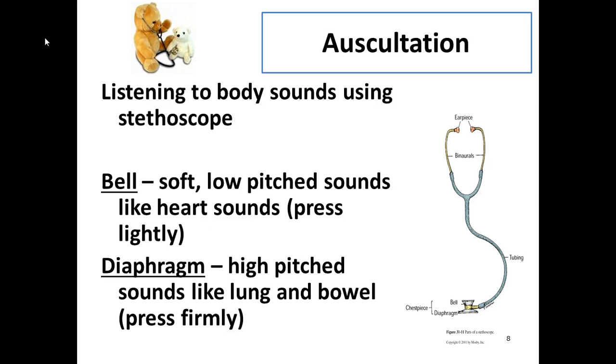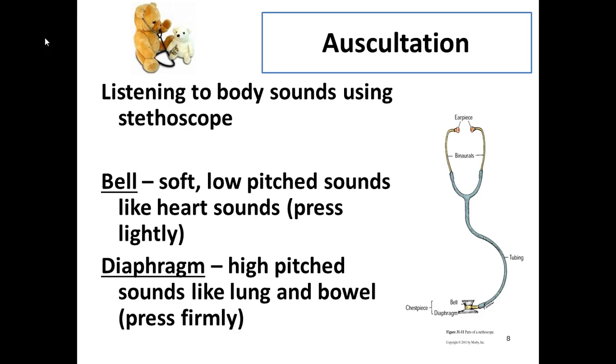So then our last skill is auscultation, and it's listening to the body sounds using a stethoscope. So if you look at the picture on the right-hand side, you'll see that the bell is the smaller part, and you have to press lightly when you're using the bell. We use the bell for soft, low-pitched sounds like heart sounds if we're listening for extra heart sounds.